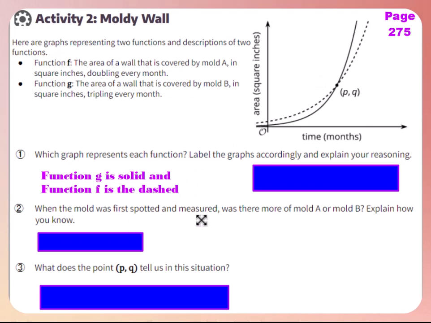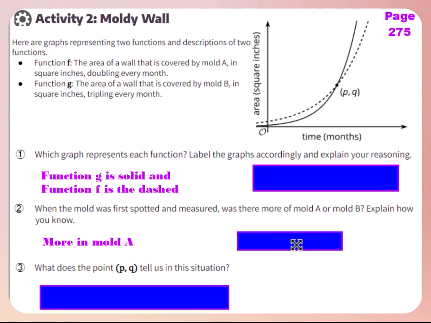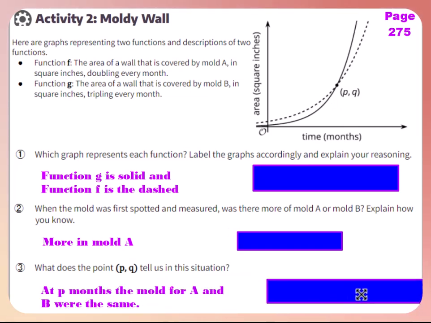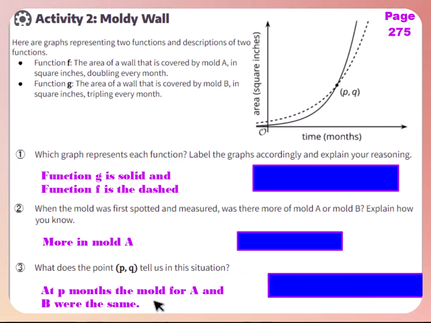When the mold was first spotted and measured, was there more of mold A or mold B? So the highest amount is that dotted line. So that's function f, that's mold A. How do you know? Because of the graph, it starts higher. The y-intercept is higher. What does point PQ tell us? Point PQ tells us the time that the amount of mold was equal. At P, the mold for A and B were the same.